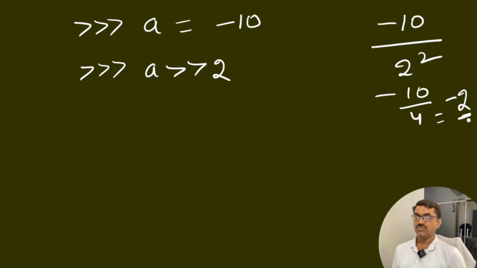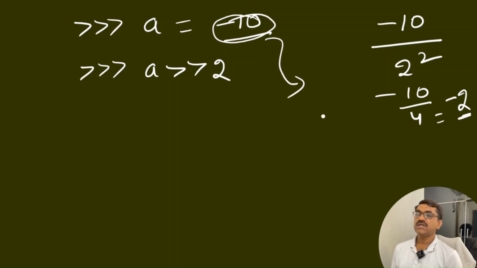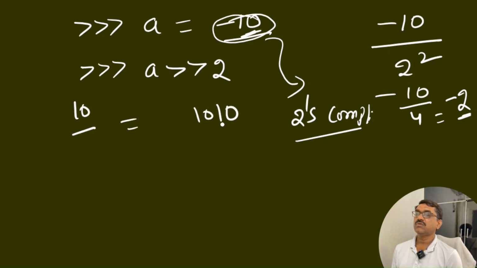How are we going to get minus 2 from minus 10 by 4? Let us verify this. The value of A is minus 10. What do we mean by minus 10? A very, very important thing you should note here is that negative numbers are represented using 2's complement. Minus 10 is nothing but the 2's complement of 10. First you take 10, which we know is 1010. Take an extra bit for the sign.